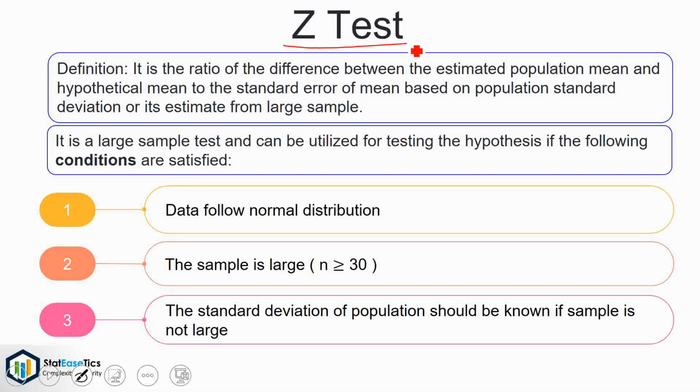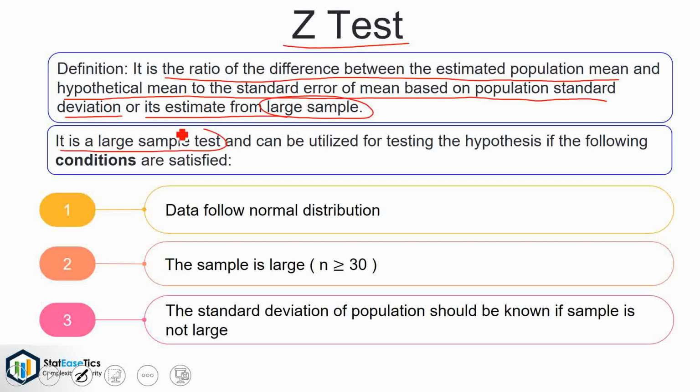Let's study Z test. It is defined as the ratio of the difference between the estimated population mean and hypothetical mean to the standard error of mean based on population standard deviation or its estimate from large sample. It is a large sample test and can be utilized for testing the hypothesis if the following conditions are satisfied.